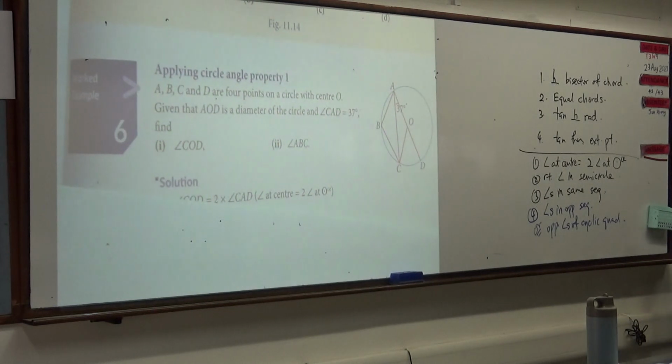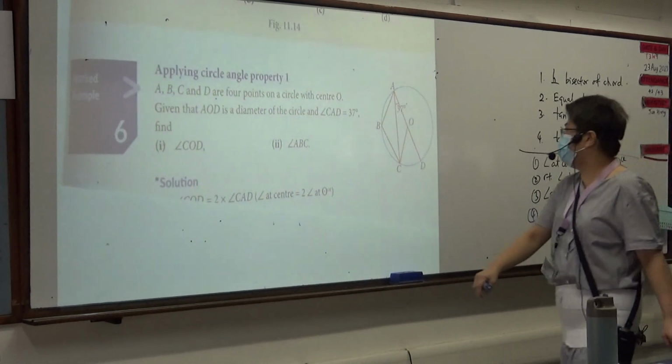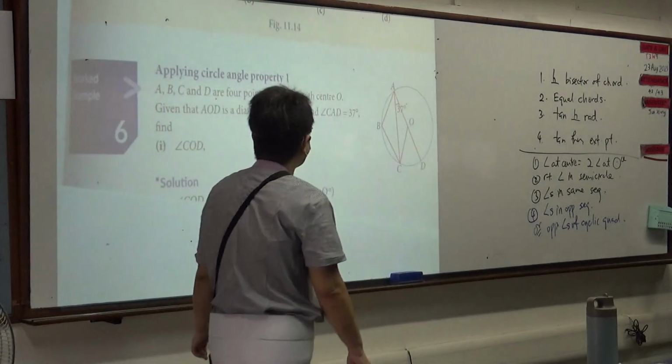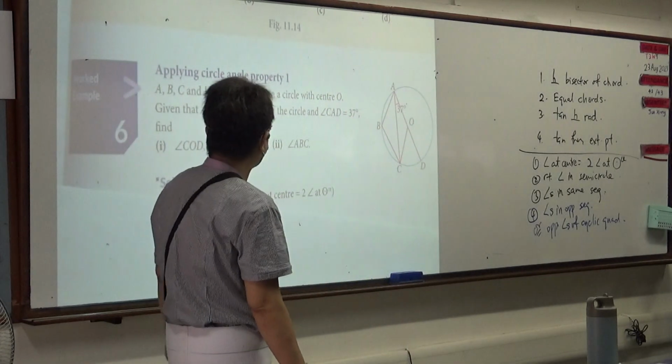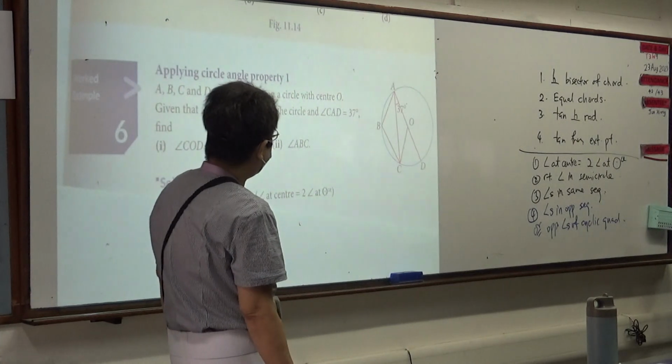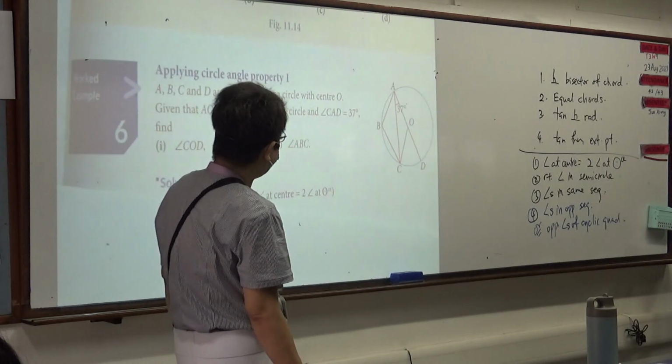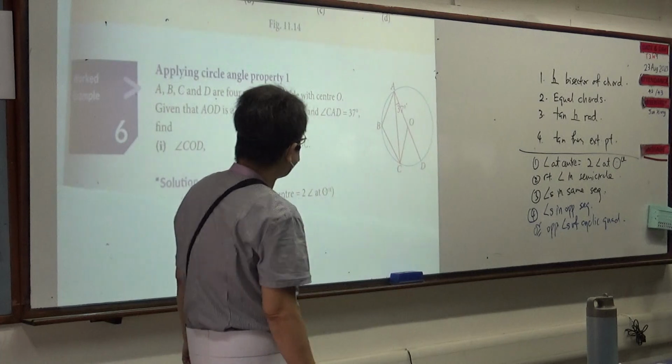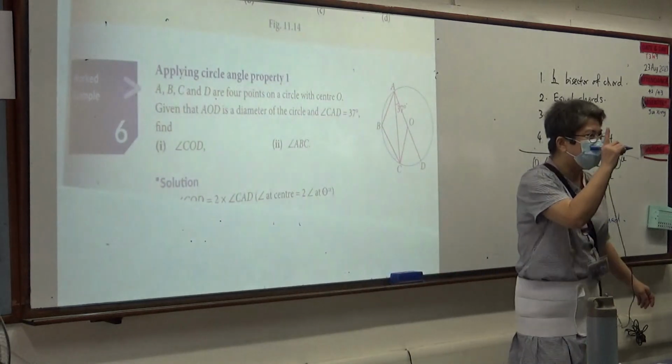Look at the board. A, B, C, D are 4 points on a circle with center O. Given that AOD is a diameter of the circle and CAD is 37, find angle COD. Okay. This one, a lot of people cannot see. Right? Oh, look.